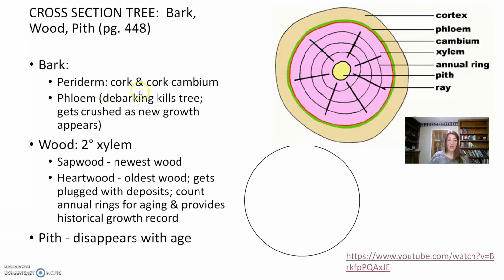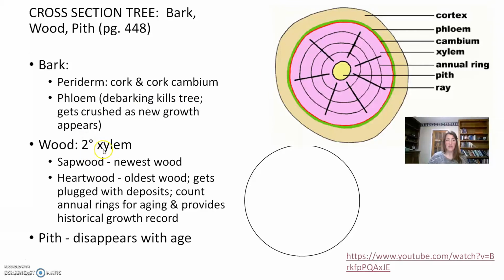So bark, periderm, we said cork and cork cambium, phloem, as we talked about, debarking can actually kill the tree. If you take an axe and you cut completely all the way through down past the phloem, it's called girdling, and you can kill the tree.